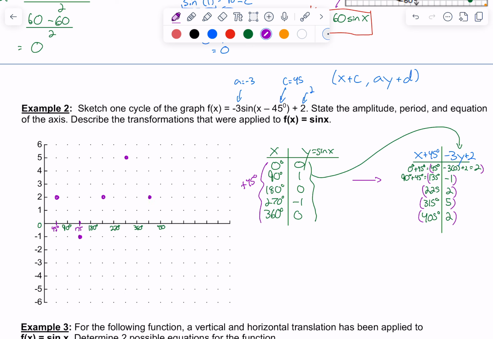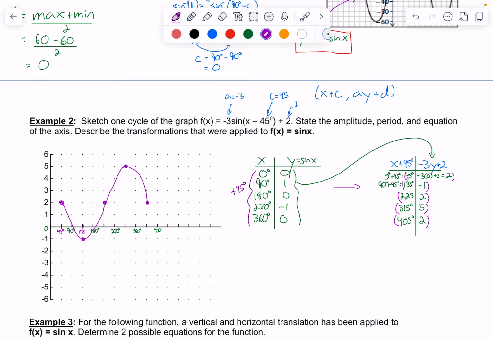Perfect. And so let's connect our dots. So this is our starting point. We go down, we go up, and we go down like that. And you can see we have the equation of the axis right here. This is y equals 2, right? It cuts the graph in half. There you can see it's at the value of 2. You can see from 2 all the way to 5, that's 3 units, right? Well, look at our a. Our a was 3. So we did that correctly.